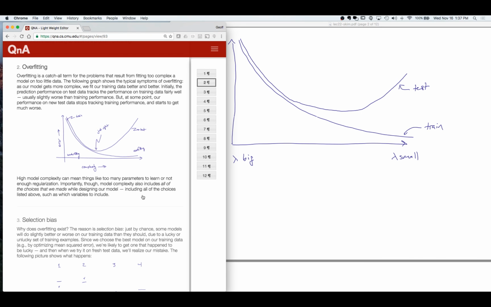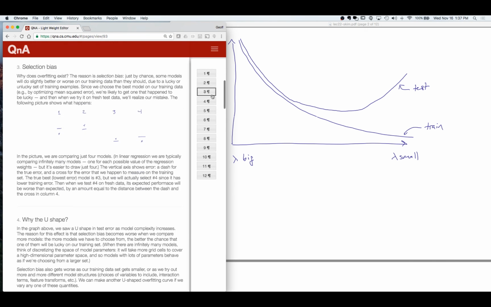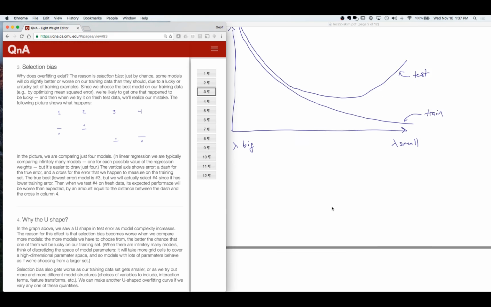And that sounds almost magical. Why would a model overfit more depending on how you arrived there? And the answer, and the cause of overfitting in general, is what's called selection bias. So here's selection bias.